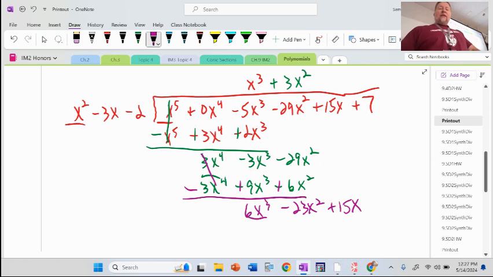Okay, what times x squared equals 6x cubed? These are easy questions. They really are. This is not a difficult process. 6x cubed. We'll do one more. I don't think it's as bad as this one. This is the monster of them all. Minus 8, and we're almost done.